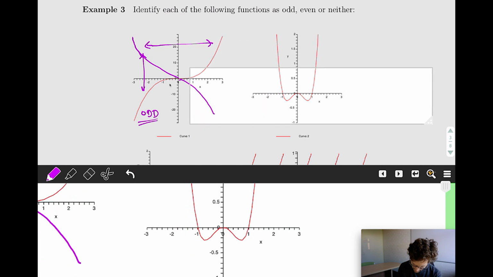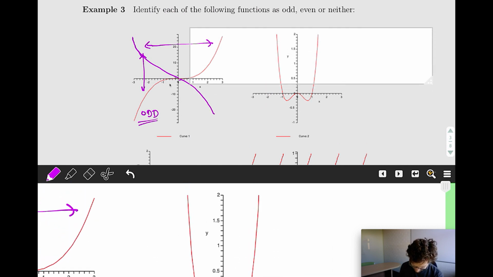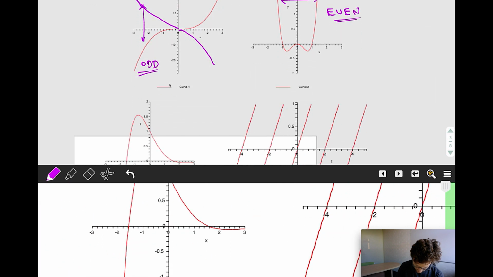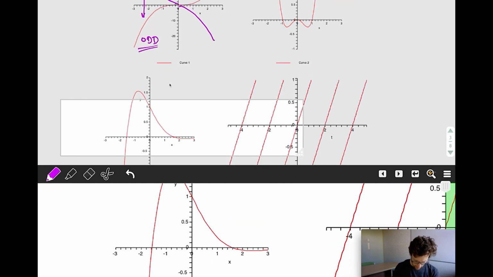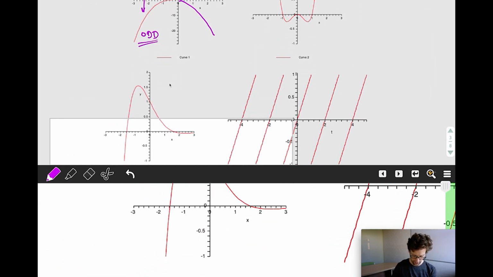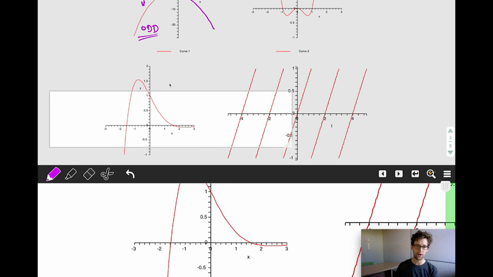What about this function here? You see that if I swap left to right, I do indeed get my function back, so this is an even function. Let's take a look at this one here. Well, there's not really much I can do with this function. I can swap left to right, I can swap up and down, but I'm never going to get my function back, so this is neither.